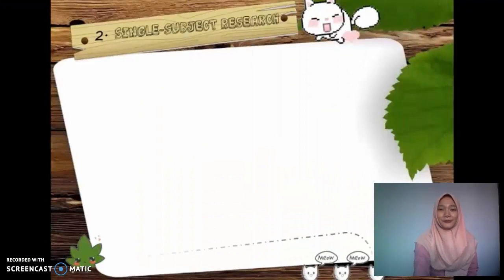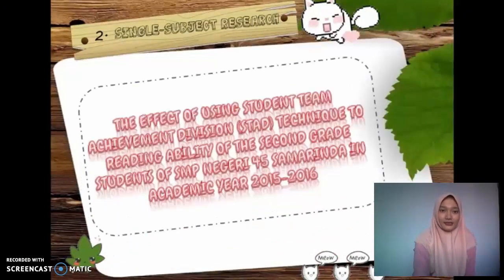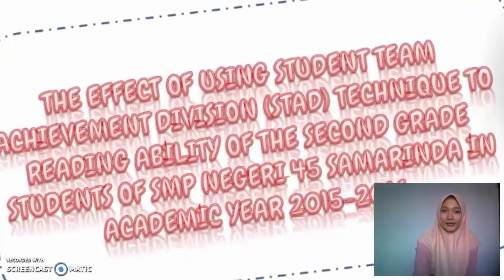Well, now let's move to the second research design. It's single subject research. The topic is the effect of using student team achievement division technique on reading ability of the second grade students of SMP Negeri 45 Samarinda.